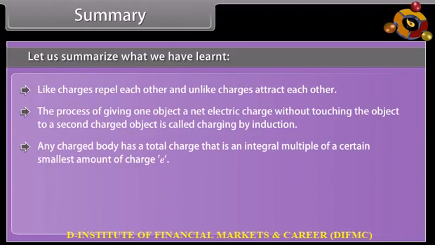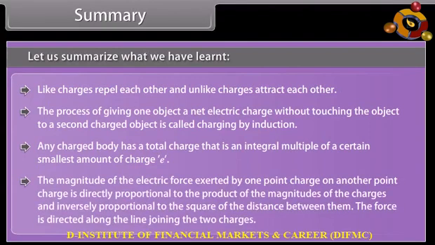The magnitude of the electric force exerted by one point charge on another point charge is directly proportional to the product of the magnitudes of the charges and inversely proportional to the square of the distance between them. The force is directed along the line joining the two charges.